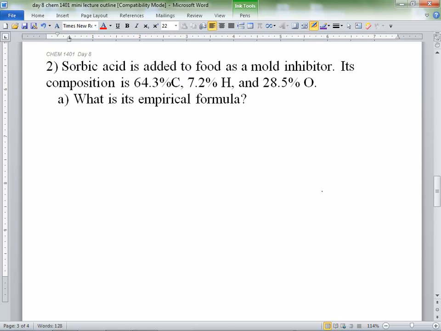Need a calculator? Need a periodic table? Yes.